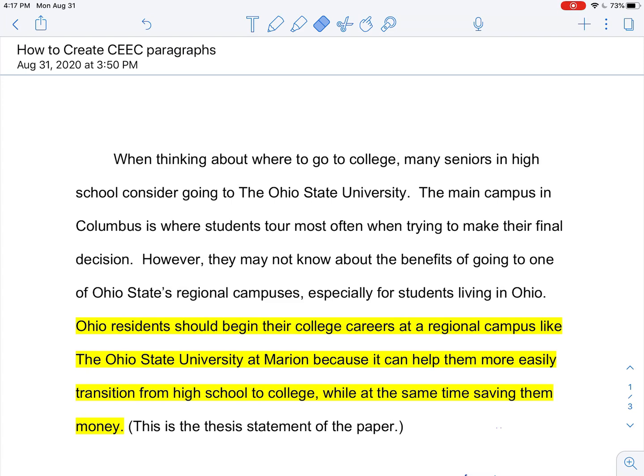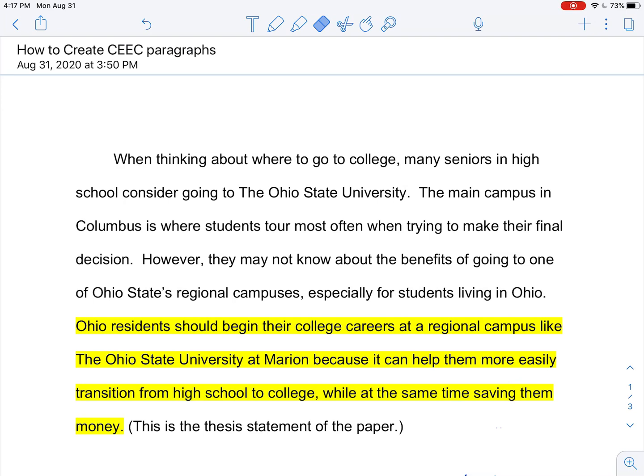When thinking about where to go to college, many seniors in high school consider going to The Ohio State University. The main campus in Columbus is where students tour most often when trying to make their final decision. However, they may not know about the benefits of going to one of Ohio State's regional campuses, especially for students living in Ohio. Ohio residents should begin their college careers at a regional campus like The Ohio State University at Marion because it can help them more easily transition from high school to college while at the same time saving them money. I have highlighted that because this is the thesis statement of the paper.